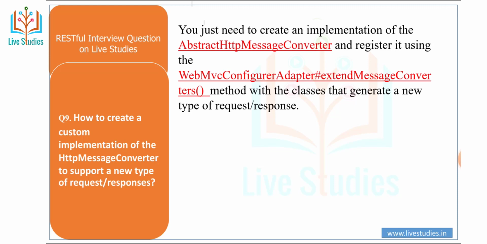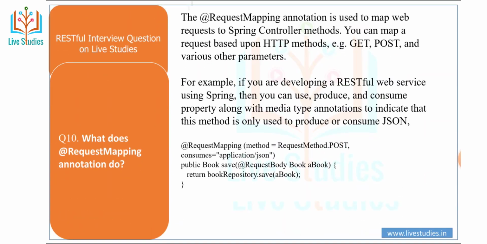Another question is, what does @RequestMapping annotation do? The @RequestMapping annotation is used to map web requests to Spring controller methods. You can map a request based upon HTTP method, for example, GET, POST, and various other parameters like update.